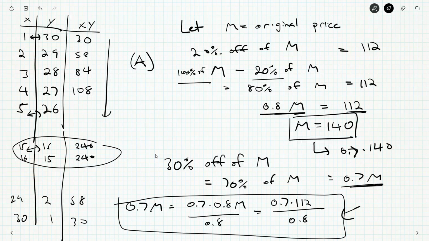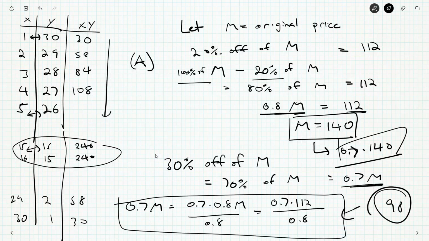You don't actually have to figure out what M is here. This is the way to go about doing it if you are a little, I don't want to say slower, because that kind of has a negative connotation, but if you want to do it more step by step and be very sure of what you're doing at each step. Now either way, we do 140 times 0.7, and we get 98 as our answer.